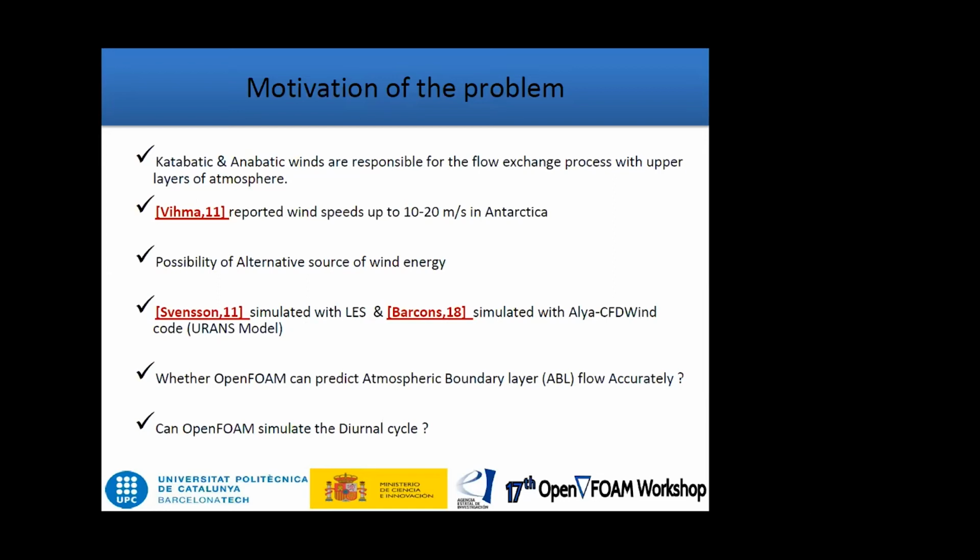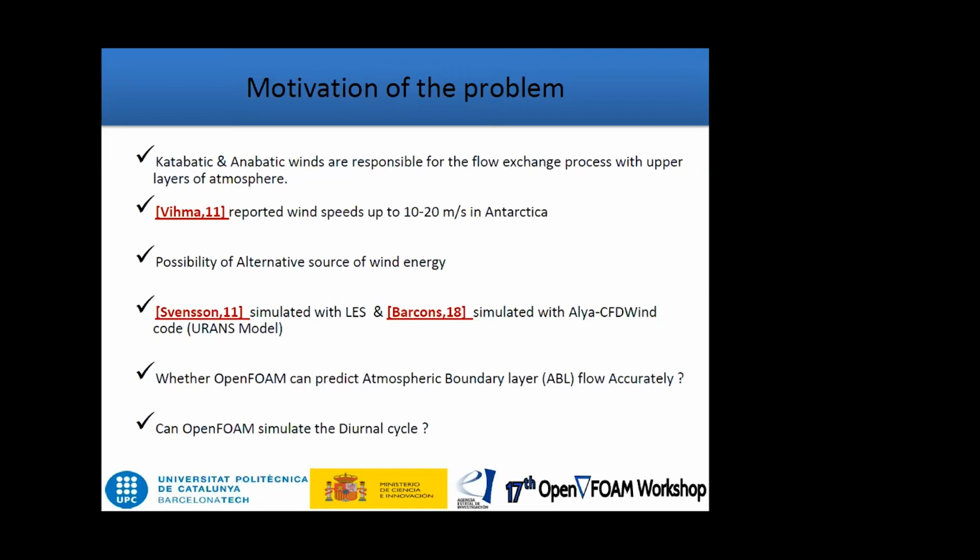What I am looking for is whether OpenFOAM can predict atmospheric boundary layer problems accurately or not. An example of ABL flow is ventilating cities and flow over mountain valley regions, and also wind turbine applications. Basically, whether OpenFOAM is able to predict these things properly or not, that is my study.